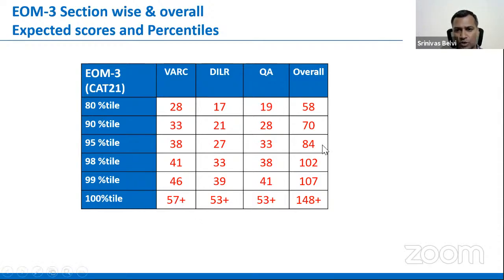So for example, if you want to get 98 percentile, can I straight away score 50 marks from English? Possible, because your language skills are pretty good. Your target is 102 marks, let's say 98 percentile in this paper. You might have scored 50 right from here, and then from the other two sections, DILR and QA, you could have managed the remaining 50 marks, which is quite possible. That is also a way to handle this. There are multiple ways to handle the overall cutoff.